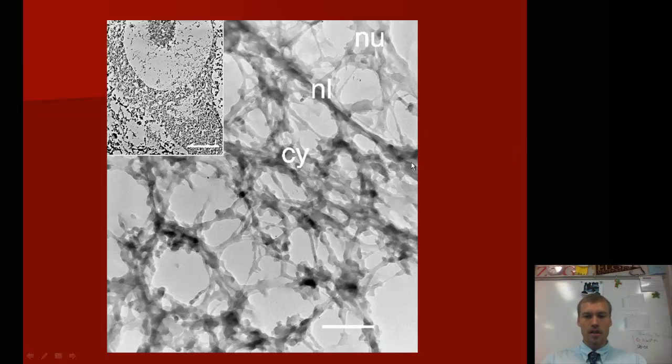So this is the nucleus. Here's the nuclear membrane, and then here's sort of the cytoskeleton. Pretty cool.